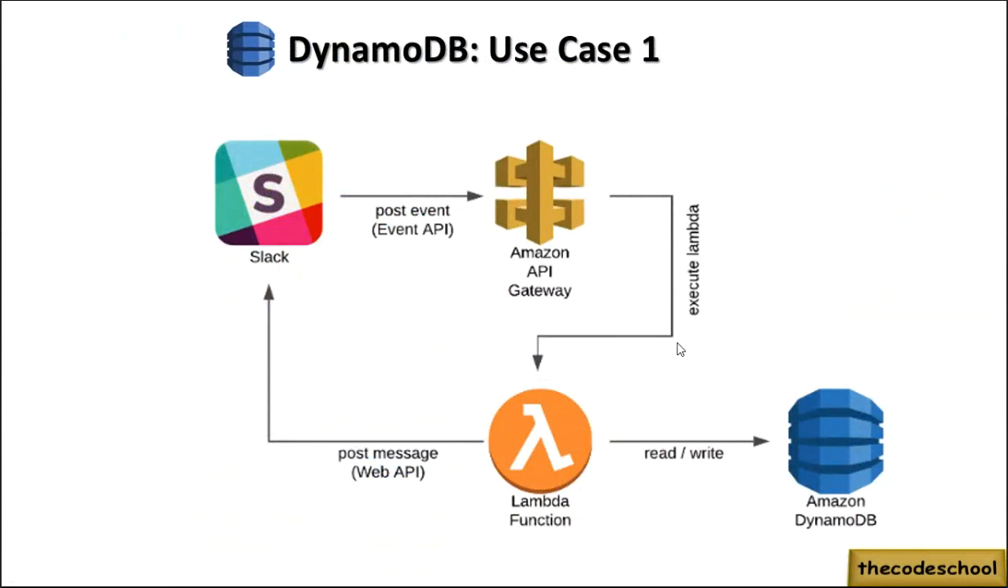Slack can post the data event to the API Gateway, and API Gateway can trigger a REST call for a Lambda function, and the Lambda function can do the read or write operation on DynamoDB. So for storing or consuming the data from DynamoDB, Slack uses DynamoDB. And this call can be via API Gateway, which can be event driven, or it can be using the web APIs directly.